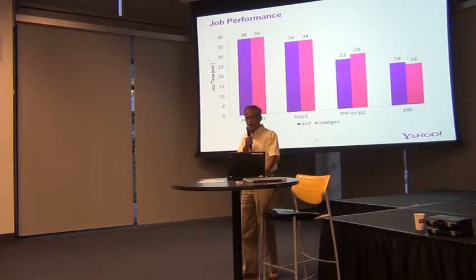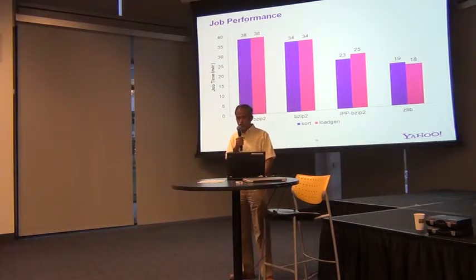And the final chart over here shows you the wall clock time, the end-to-end job time, and the numbers over here are very similar to the reduce. You can see that IPP bzip2 does very well, almost coming to the zlib numbers.